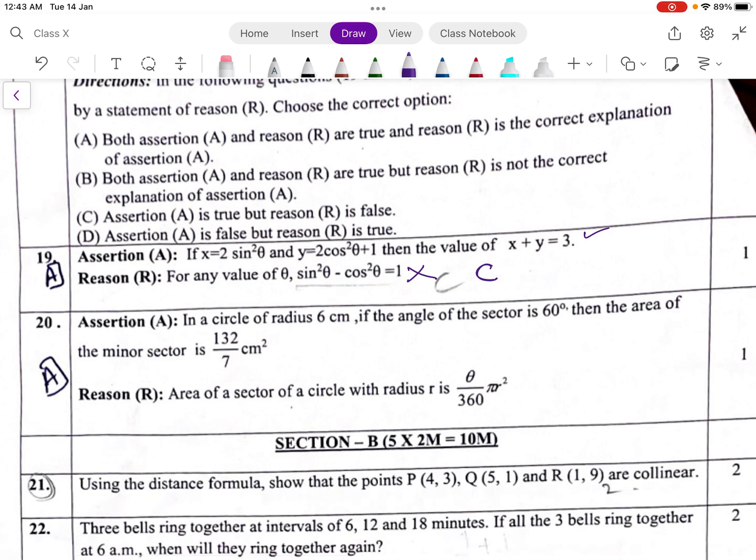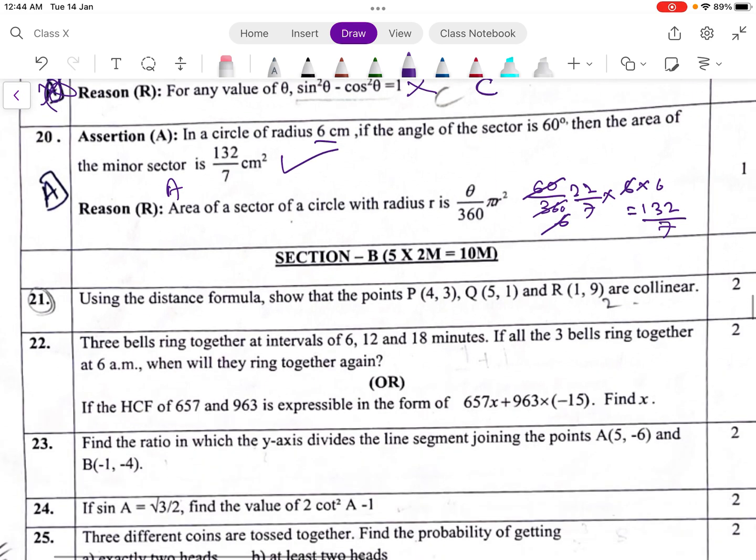And when you substitute the value of the angle and the radius, which is 6 into 6, and simplify, the 6 gets cancelled, so 22 into 6 is nothing but 132 by 7, which is the correct value. So A is the correct option. Here this is wrong, C is the correct option. Like this we have to try to answer all the MCQs.